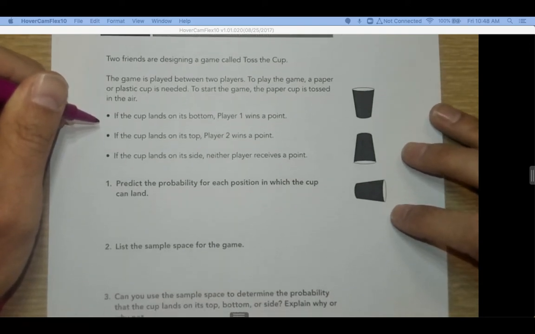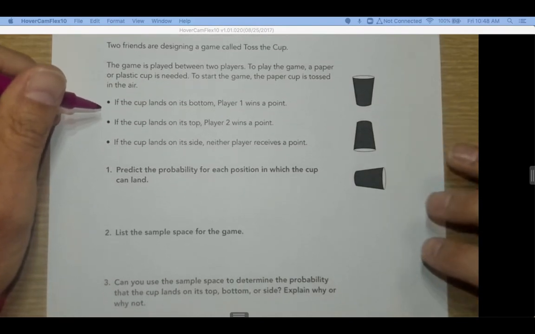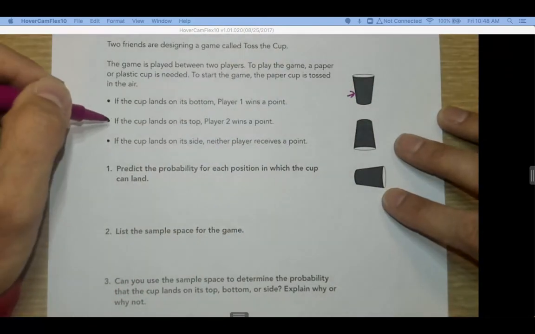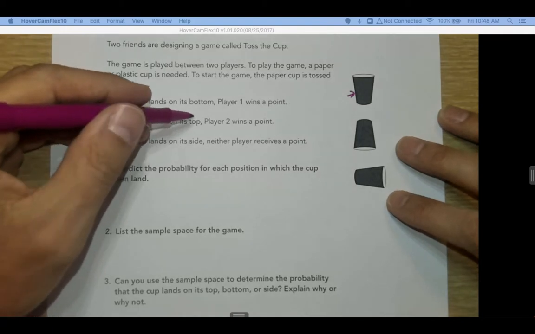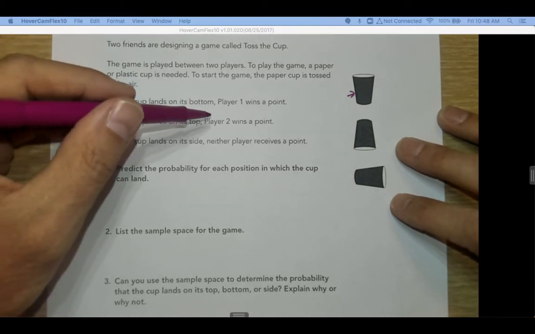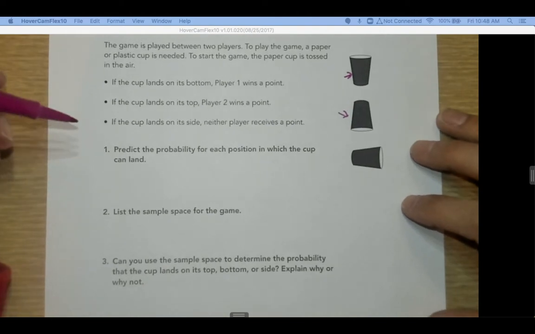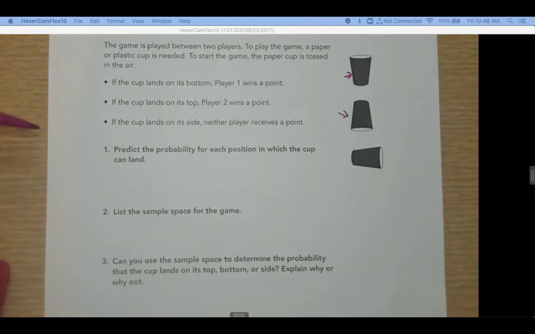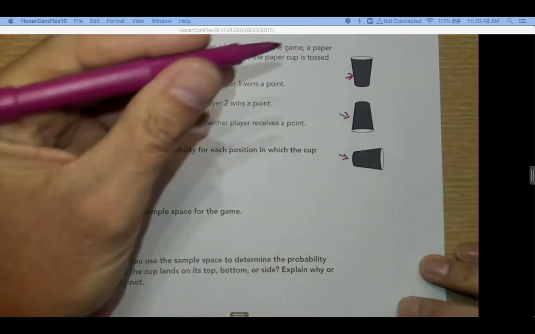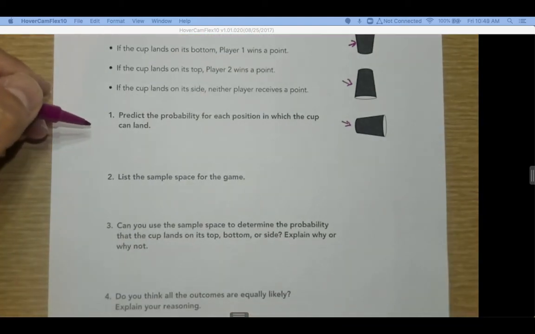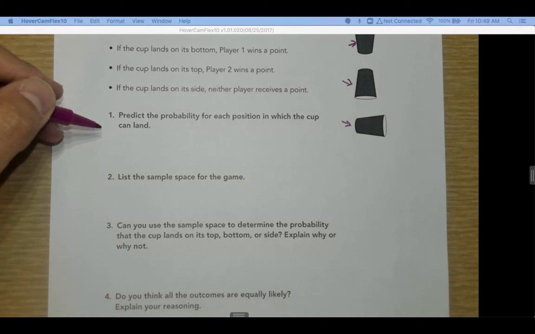If the cup lands on its bottom, player 1 wins a point, like right here. If the cup lands on its top, player 2 wins a point, like right there. If the cup lands on its side, neither player receives a point, like right there. Predict the probability for each position in which the cup can land.